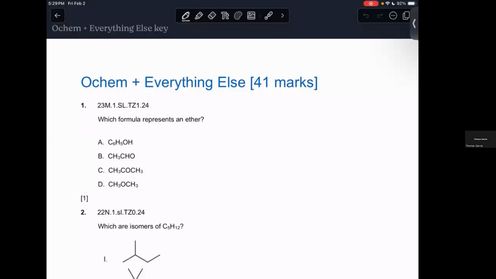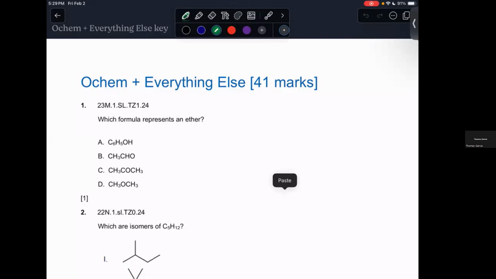All right, y'all, let's go over this test. So this is Ochem plus everything else. Right now, this is the SL version. For the HL version, it's one separate question I will do in a separate video or a separate answer key, but for now, we're just doing SL. So starting us off from the top, we're going to do our organic chemistry stuff.